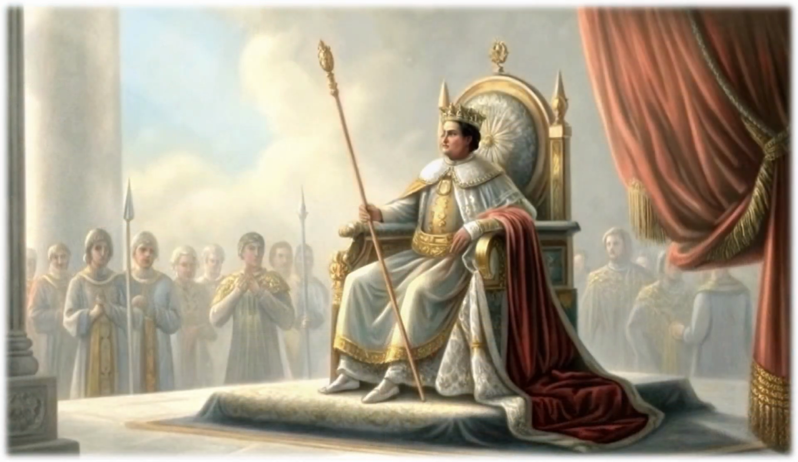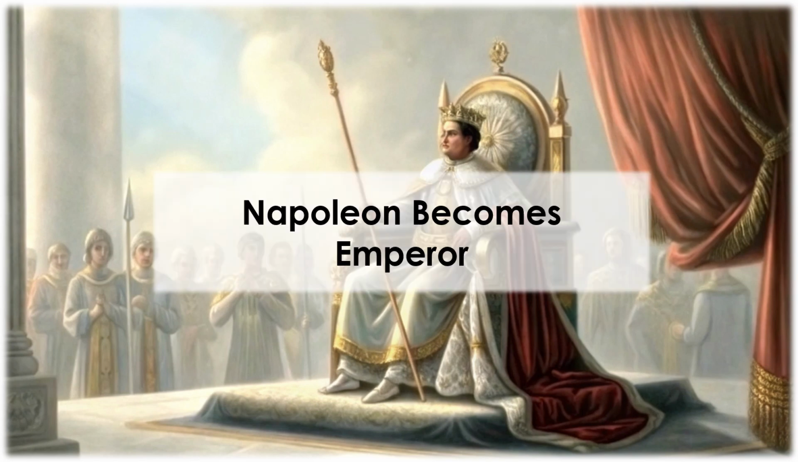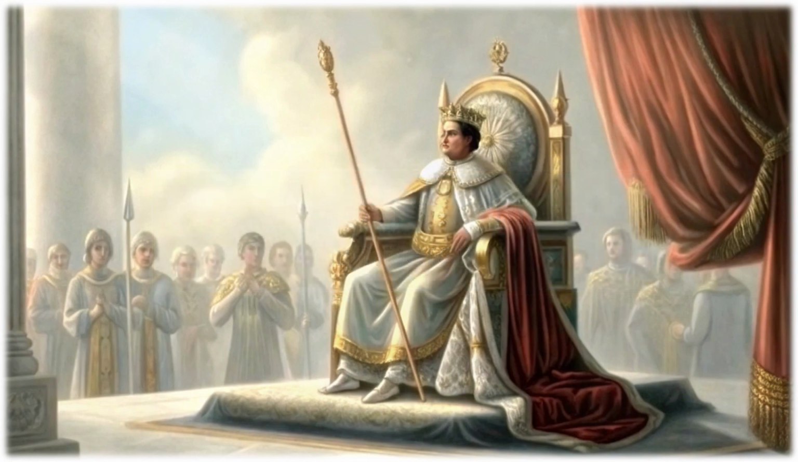In 1804, Napoleon crowned himself emperor in a grand ceremony. He wanted to show that he was the most powerful man. Many French people were proud, but others thought he was too arrogant. The crown was a symbol of his power.